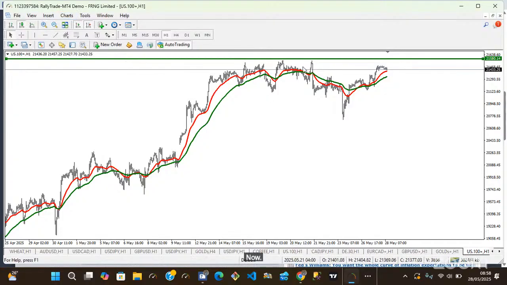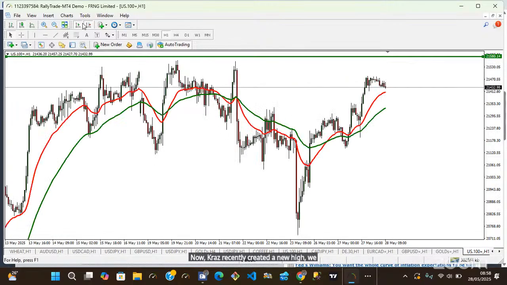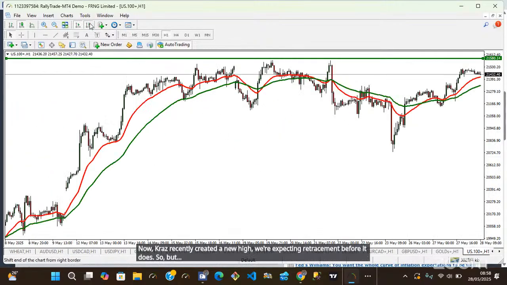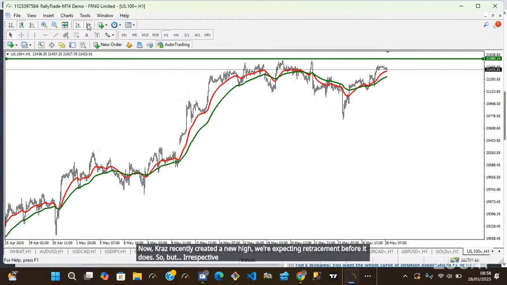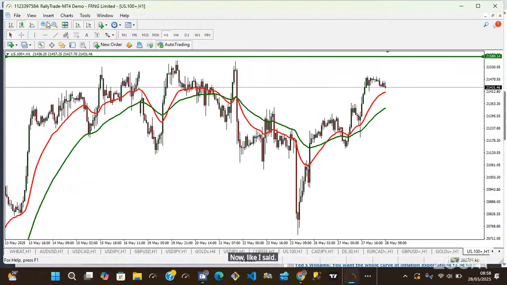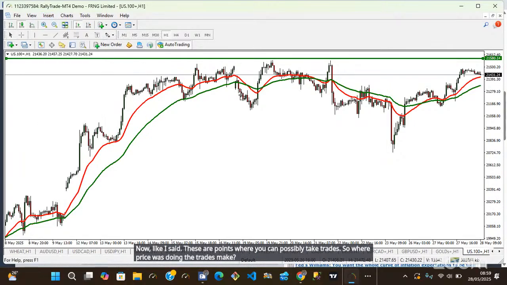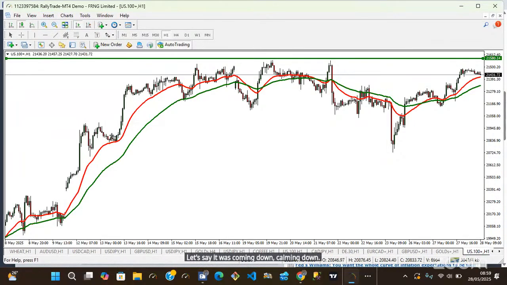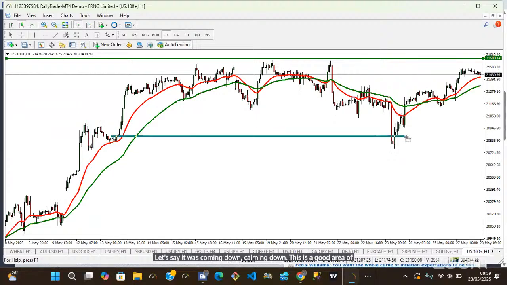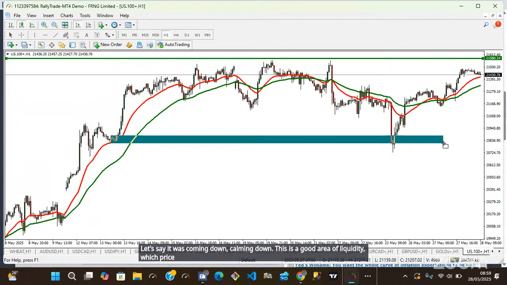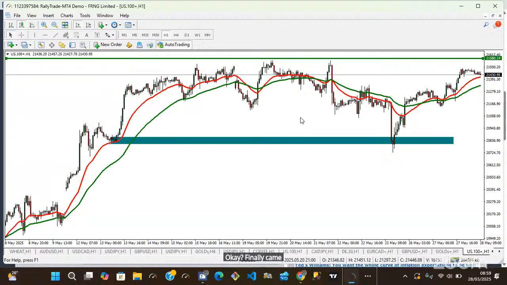Now, price recently created a new high. We're expecting retracement before it does. But irrespective, we can look out for areas of liquidity, right? Like I said, these are points where you can possibly take trades. So when price was doing retracement, let's say it was coming down, this is a good area of liquidity, which price finally came to mitigate. Okay, it finally came here to mitigate, and it respected this one.